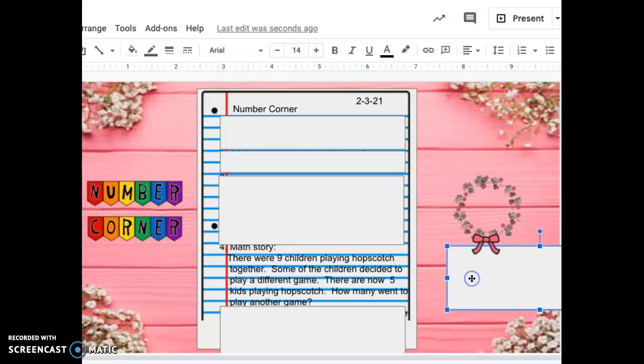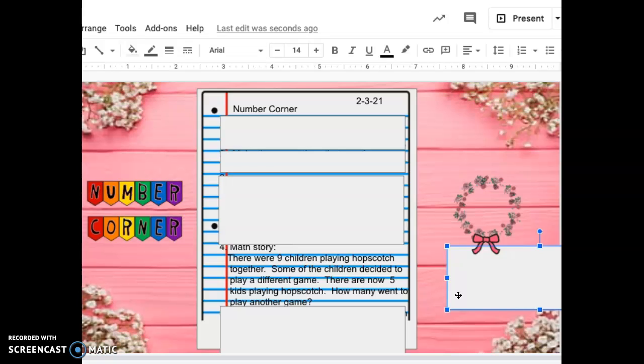Alrighty, now we are on to number 4. Today's story is, there were 9 children playing hopscotch together. Some of the children decided to play a different game. There are now 5 kids playing hopscotch. How many went to play another game? Again, the requirements for a math story. Number 1, you need a picture. So you will need to draw a picture to show this story.